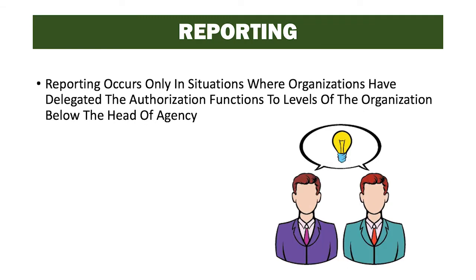Reporting occurs only in situations where organizations have delegated the authorization functions to levels of the organization below the head of the agency. So the authorizing official can be the head of the agency, or that position can be delegated to a person below the head of the agency. We're not saying the authorization task can be delegated. We're saying that position can be delegated. So the authorizing official could be the head of the agency, or in cases where the authorizing official is lower than the head of the agency, then this organizational reporting should be occurring.